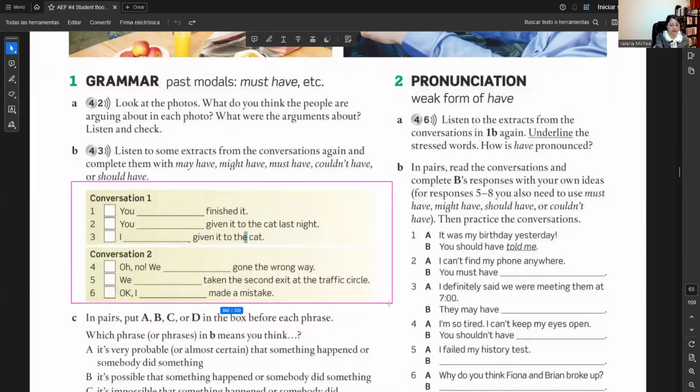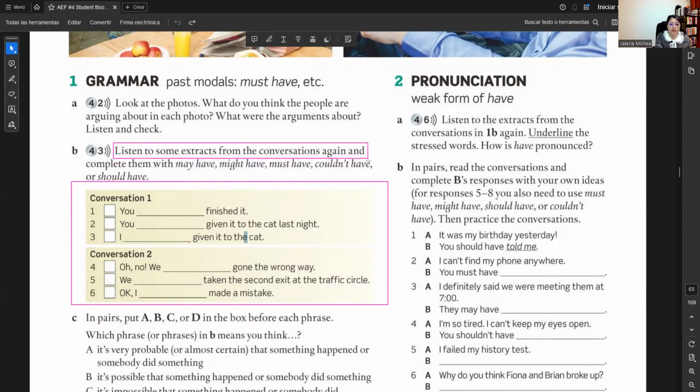All right, so I want you to complete this. So what are we going to do? We are going to listen to some extracts from conversations, and we are going to complete them with may have, might have, must have, couldn't have, or should have, depending on what you hear.